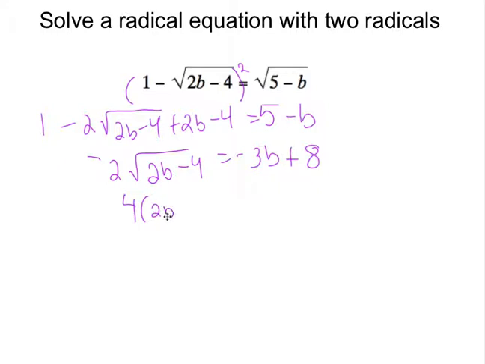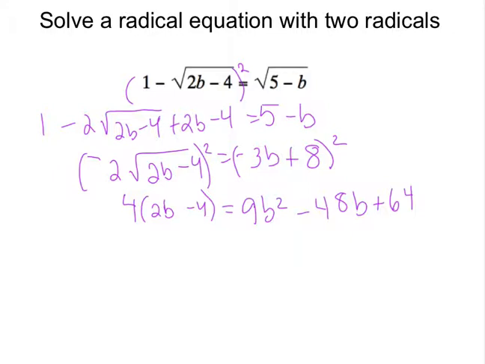Now, I'm ready to square both sides of my equation again, and that gives me 4 times the quantity 2b minus 4. And now squaring this side gives me 9b squared. And then my middle term, remember I'm squaring, so I have to FOIL it. That gives me minus 24, and then double that, that's 48b. And then my last term is plus 64.